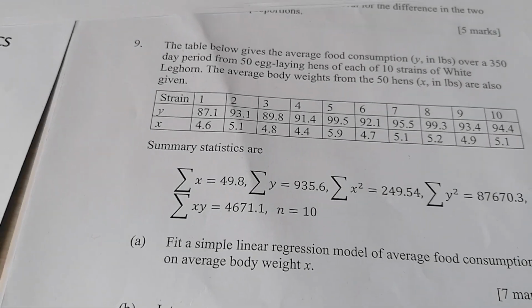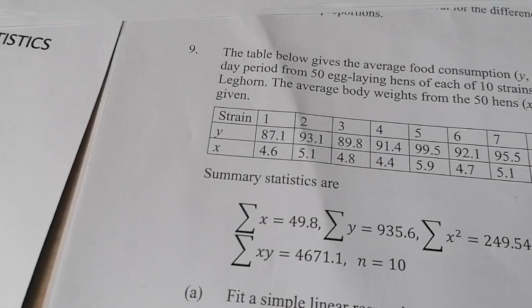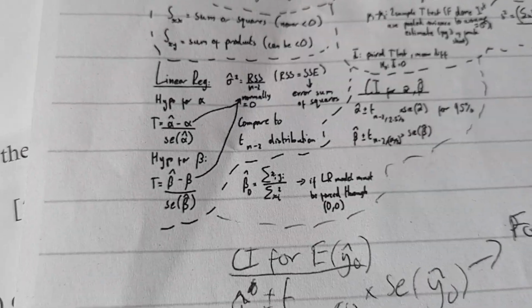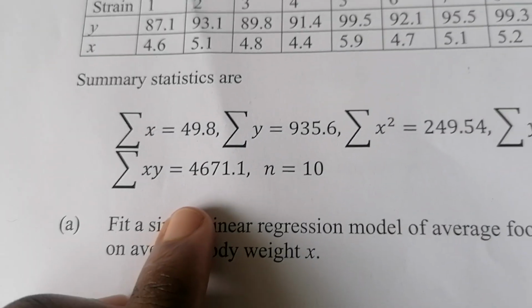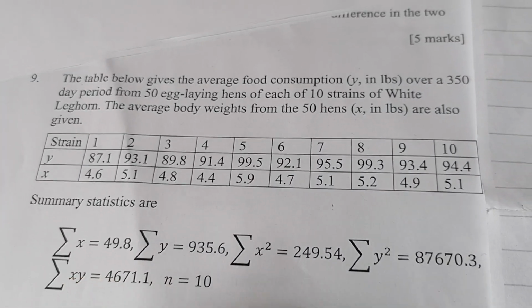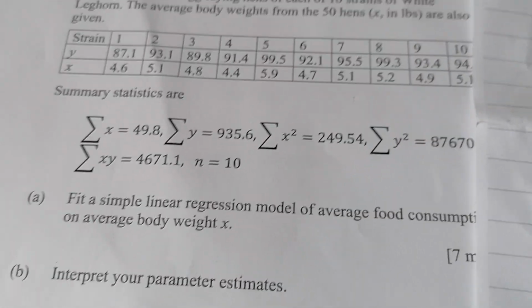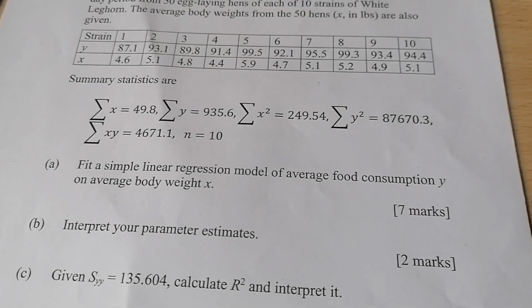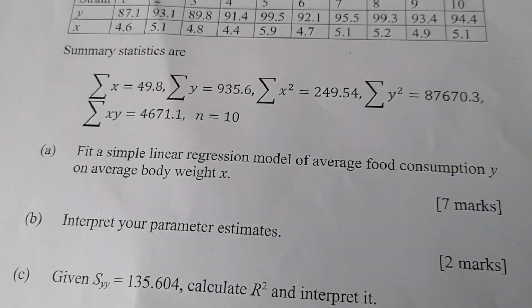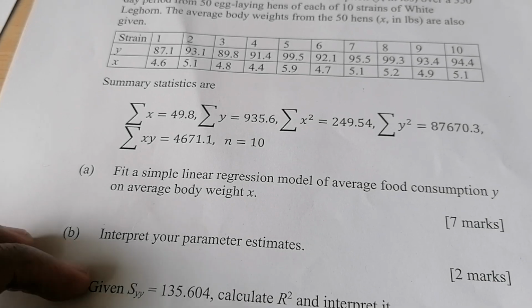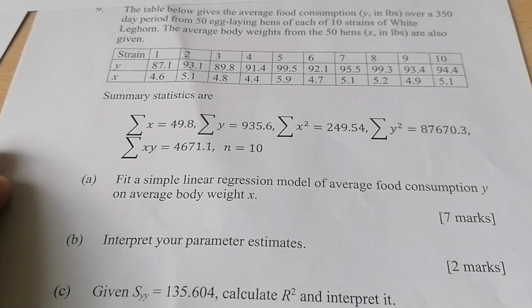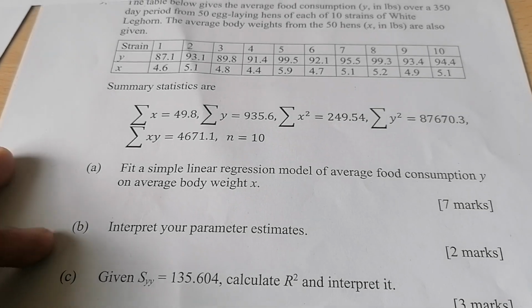I'll write it down. Where is it? Oh yeah, here. So it's the sum of xy over the sum of x squared. So I did 4671.1 over 249.54. From what I know, I'm the only person that did that, but I didn't ask a whole lot of people. Everyone else just did a regular regression model. That could be wrong, but honestly, I guess we'll find out when the results come out.